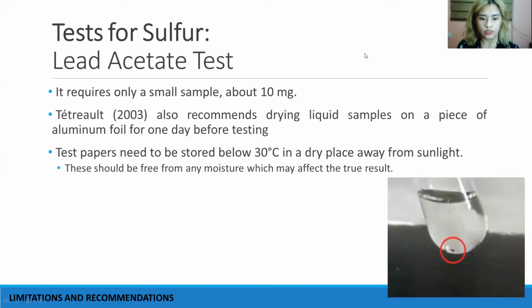The test papers need to be stored below 30 degrees Celsius in a dry place away from sunlight. If stored properly, they last several years. Nevertheless, it is important to check that the test paper still works by testing a known sample containing sulfur. And these should be free from any moisture, which may affect the true result.